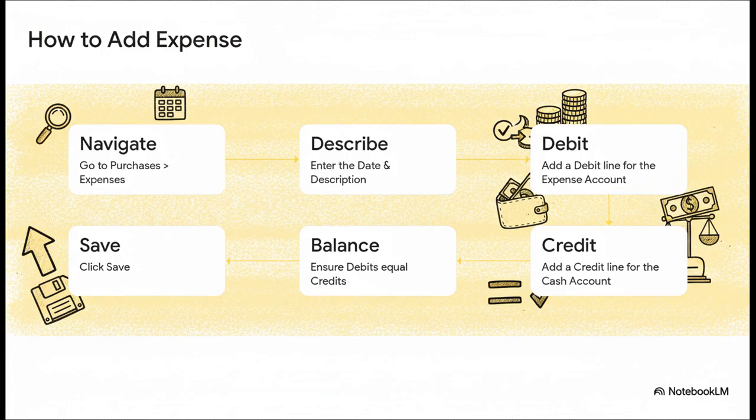And logging an expense couldn't be easier. You just jot down the date and what it was for. Then, you just have to tell the system two quick things. First, what category does this fall under? Something like office supplies. And second, where did the money come from? The petty cash tin, a specific bank account? As long as those amounts balance out, you just hit save. It is the fastest way to keep track of all that cash spending.